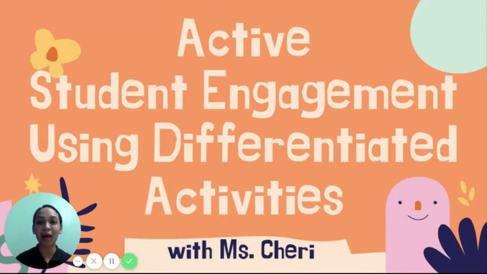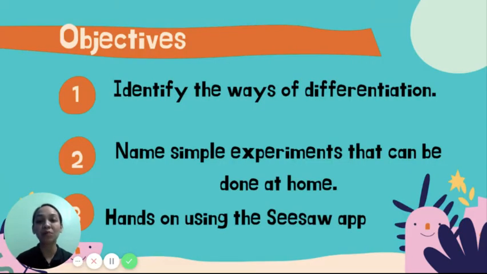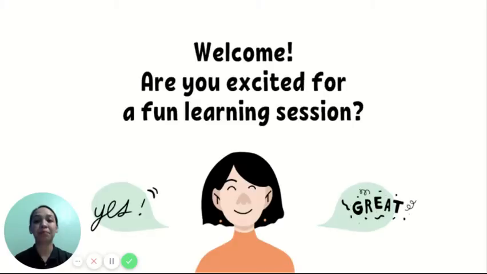I'll be talking about active student engagement using differentiated activities. So our objectives for today, number 1, identify ways of differentiation. Number 2, name simple experiments that can be done at home. And number 3, hands-on using the Seesaw app.